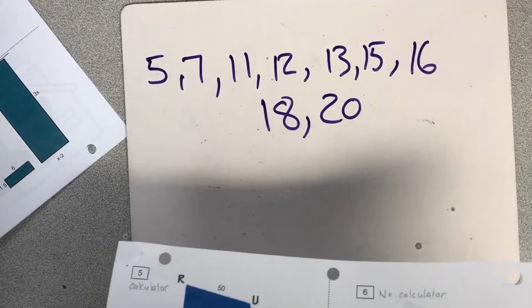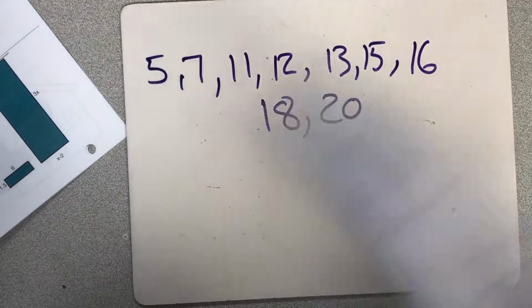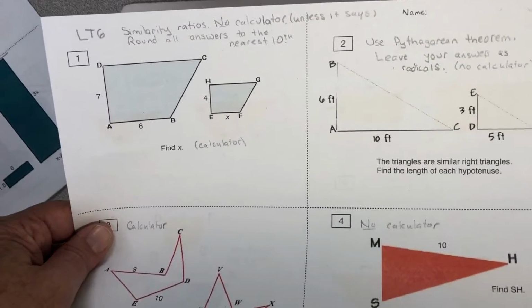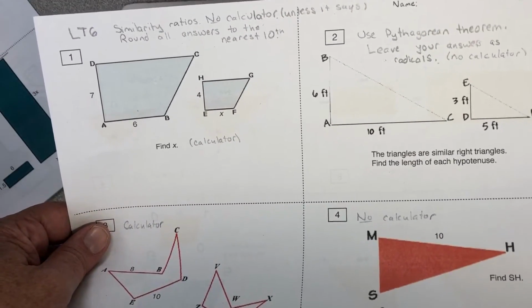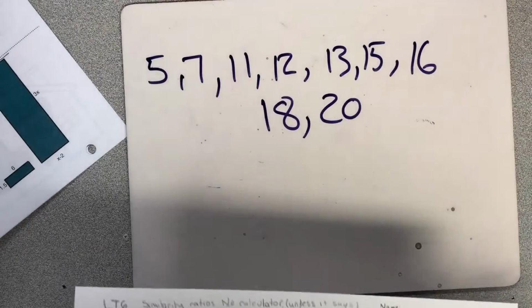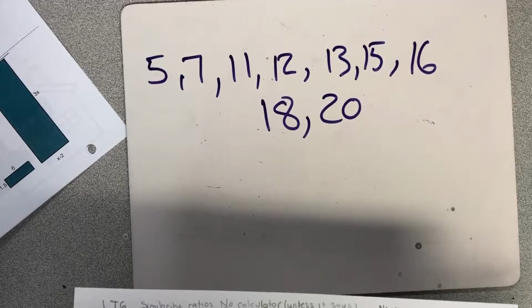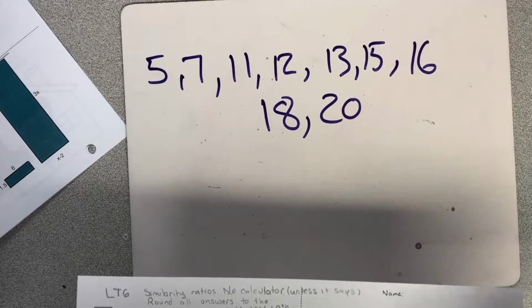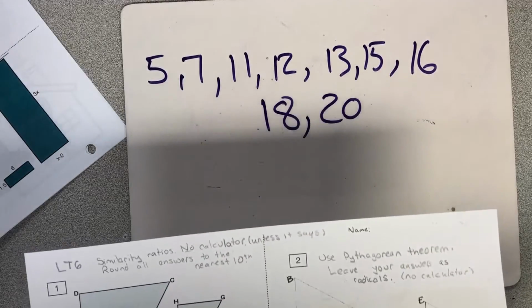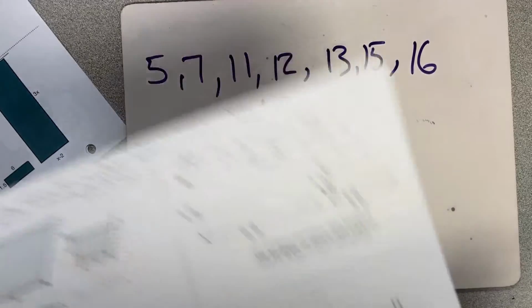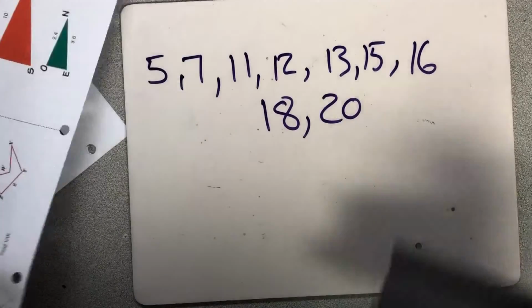This video is going to be about Learning Target 6, similarity ratios. I'm not going to do all the problems, but I'll do the following, and I will try to do this in one video. If it takes two, then this video will continue in a second part. So we're going to begin with problem number 5.